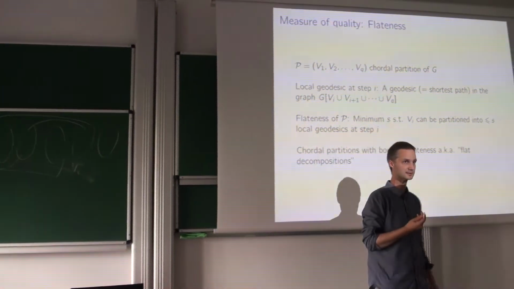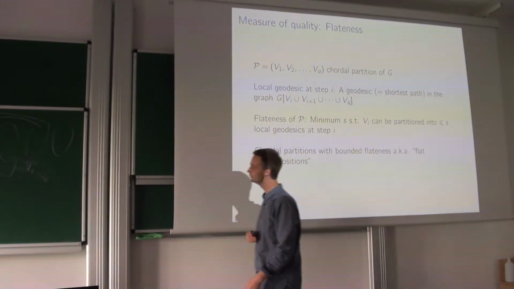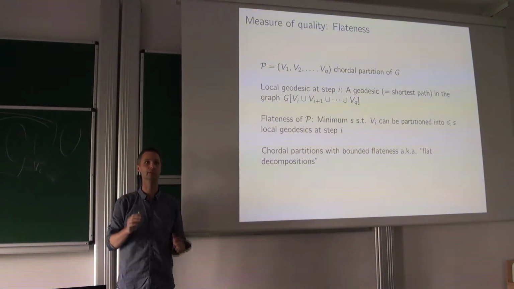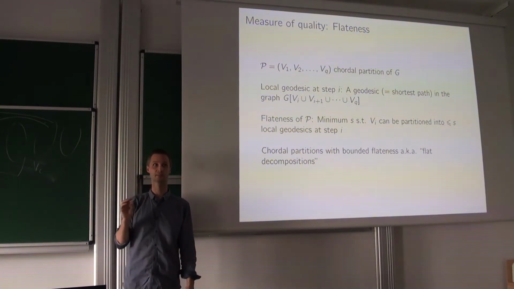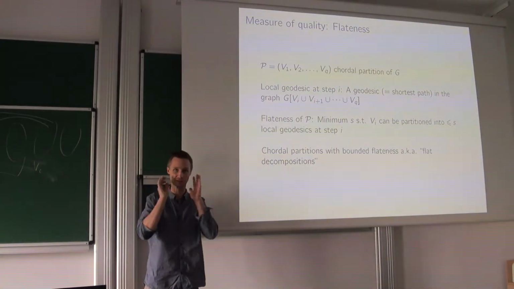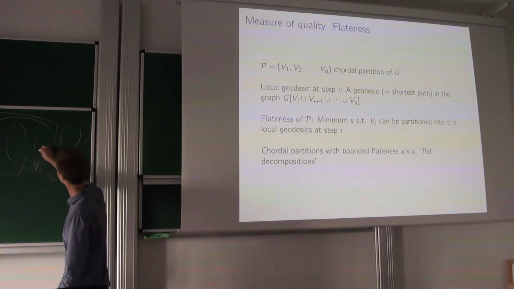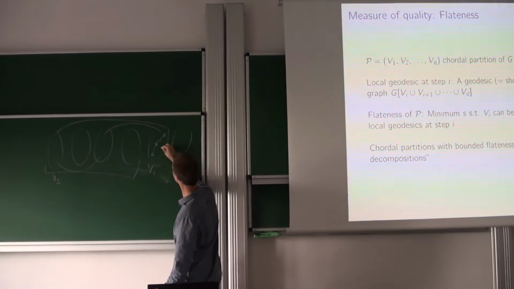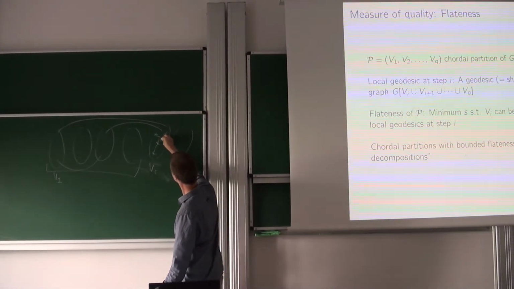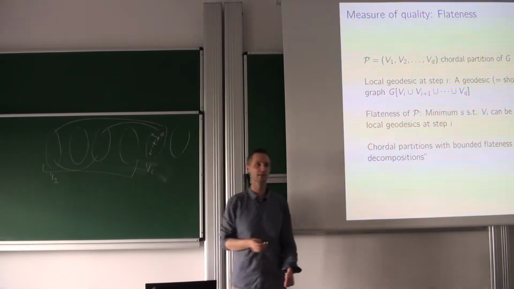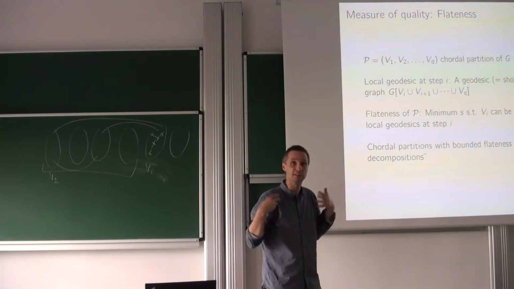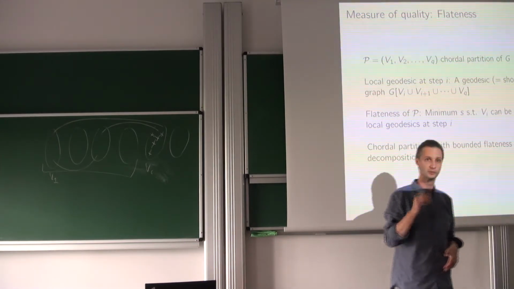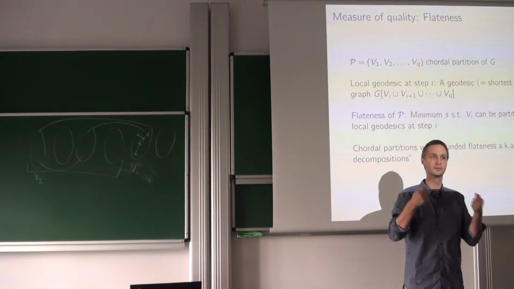Now the notion of flatness is defined using local geodesics. You want to look at your Vi, which is connected, and partition it into as few local geodesics as possible. It's really important that it's the vertices: you just want to partition the vertex set into local geodesics. You want to see Vi as, say, some local geodesic here, another here, something like that. Maybe I use three local geodesics. But you want to use as few local geodesics as possible. The flatness of your chordal partition is the maximum number of local geodesics you're going to use in that game. So it's the minimum s so that you can always partition Vi into at most s local geodesics.